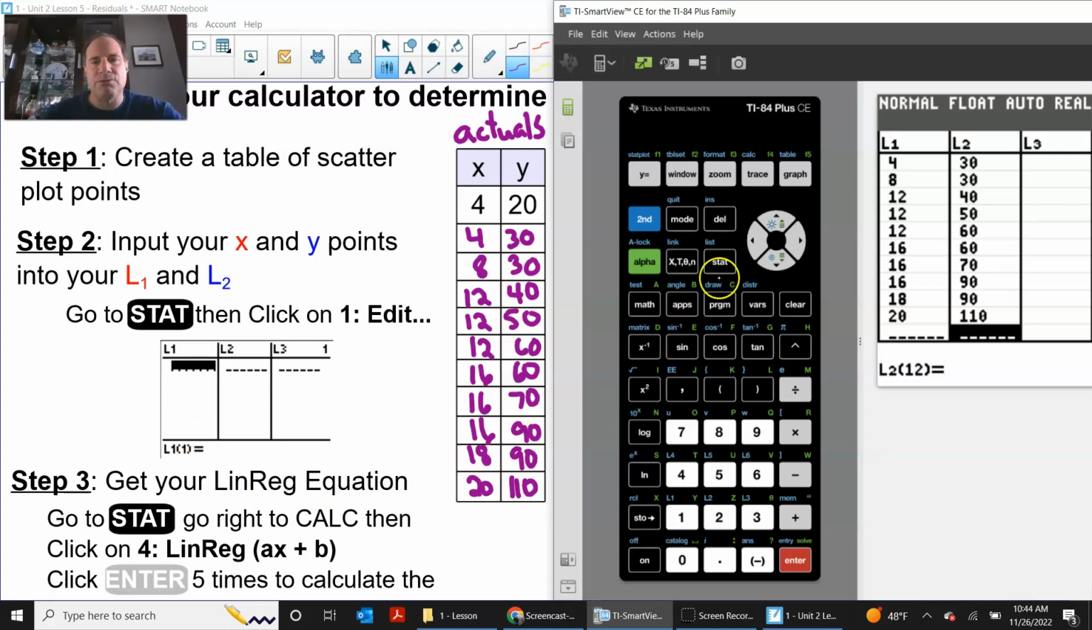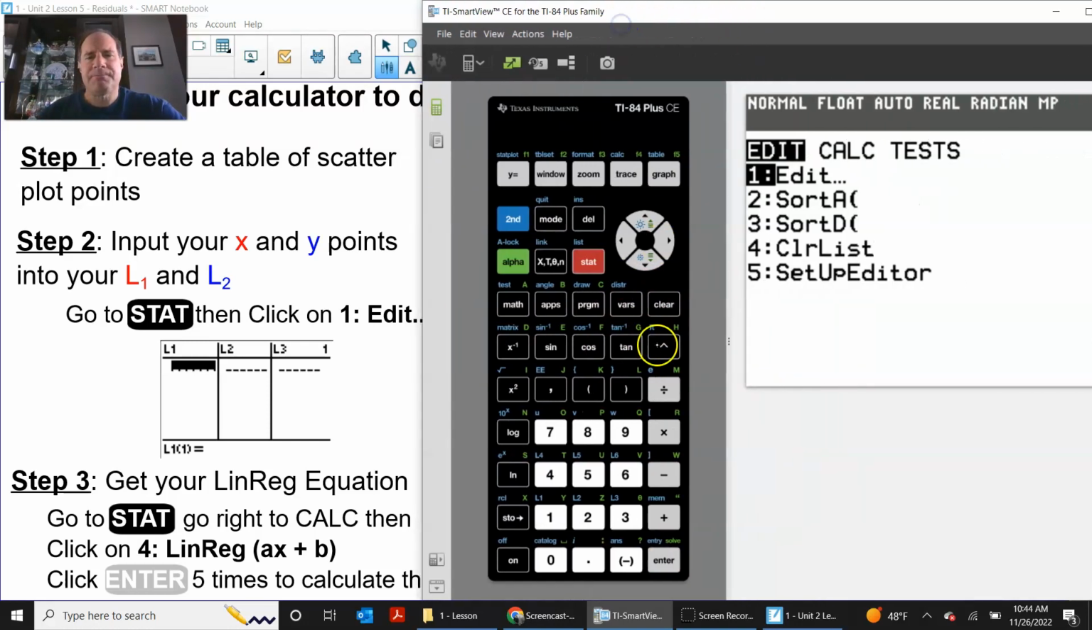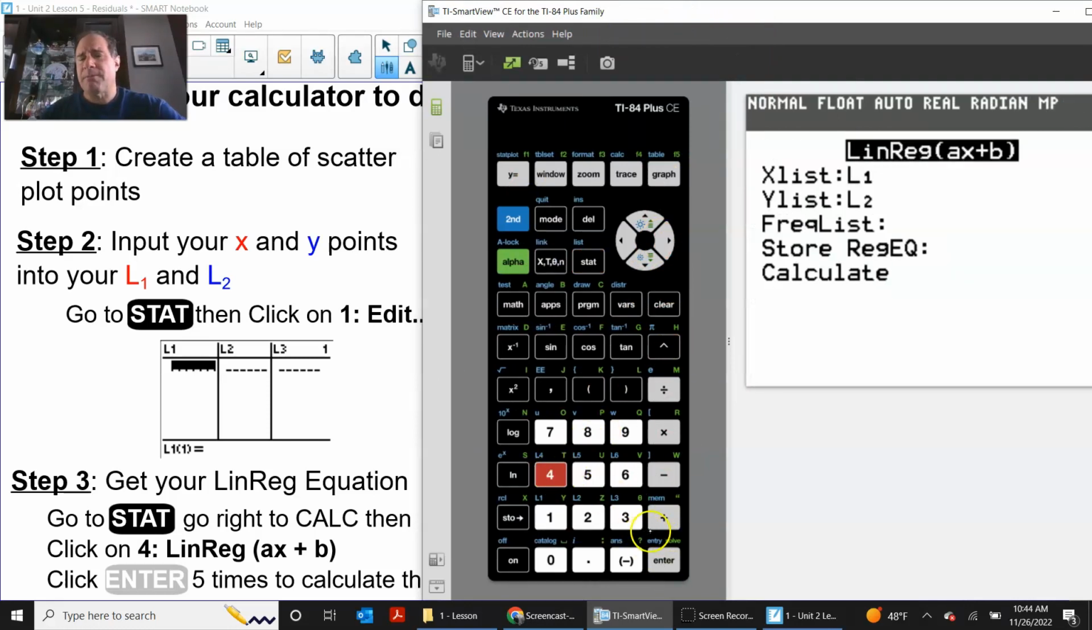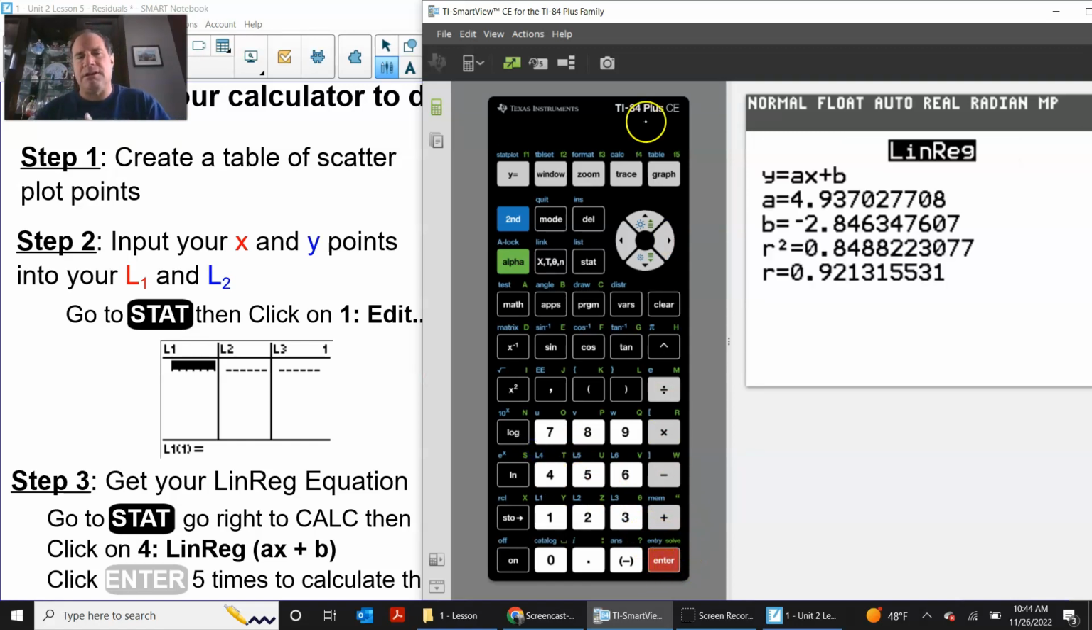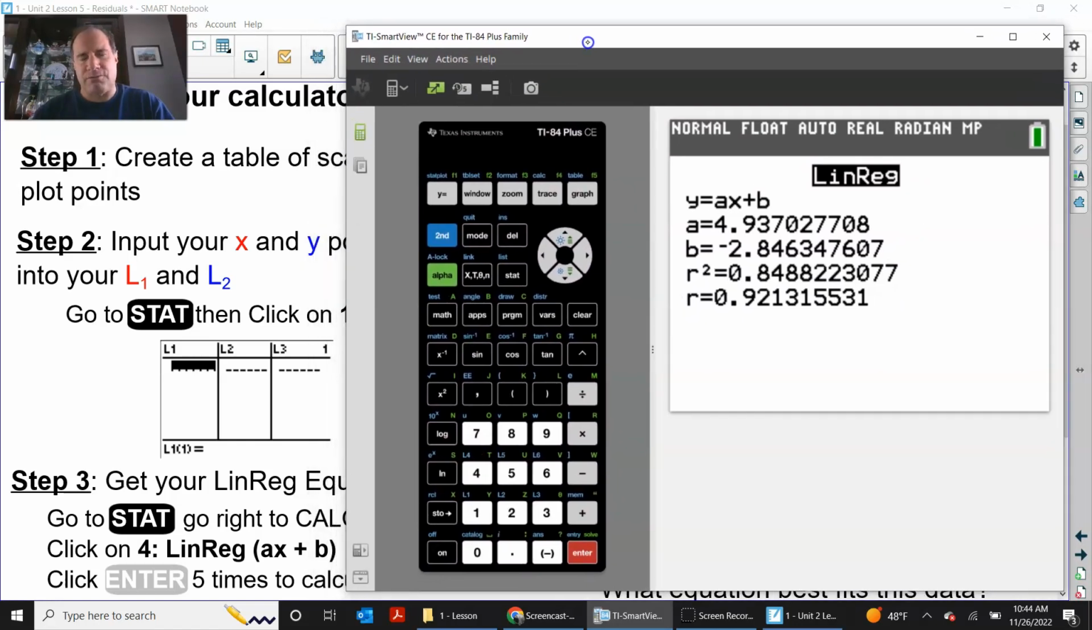So let's go to stat. We're going to get the linear regression equation, and we're also going to get the correlation coefficient, even though it doesn't say that right here. So we're going to press stat, calc, and then go down to 4. Remember, my stat diagnostics is still on, so once I press calculate, I should see the linear regression equation and the correlation coefficient, which is true.